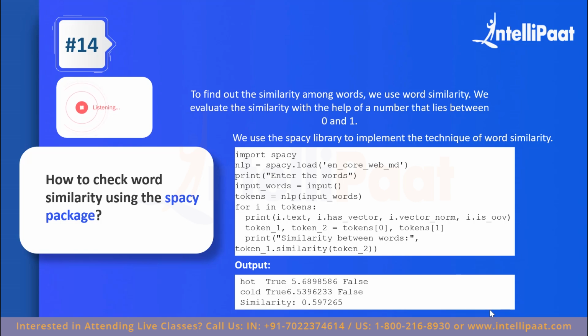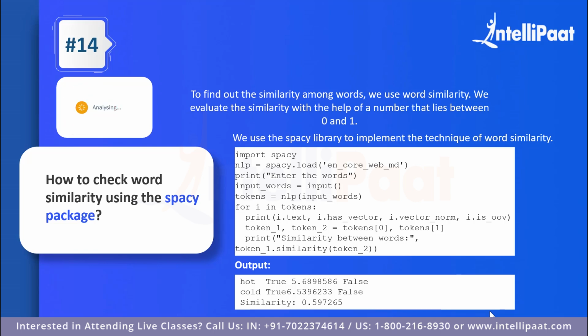First we have to import spaCy, then we'll use the nlp keyword where we'll load the requirements for implementing word similarity using spacy.load, and then we have to input the words. Then we have to implement the logic for i in tokens, and first we'll take i.text, then i.has_vector, then vector_norm, and so on with token1, token2. Then we have to print the similarity between words, where we'll use the similarity function. If we want to check the similarity between token1 and token2, we'll use token_1.similarity(token_2), and then we'll get the output.